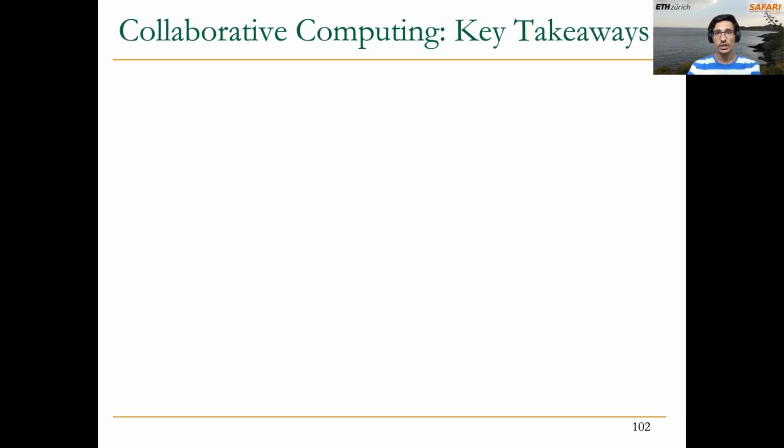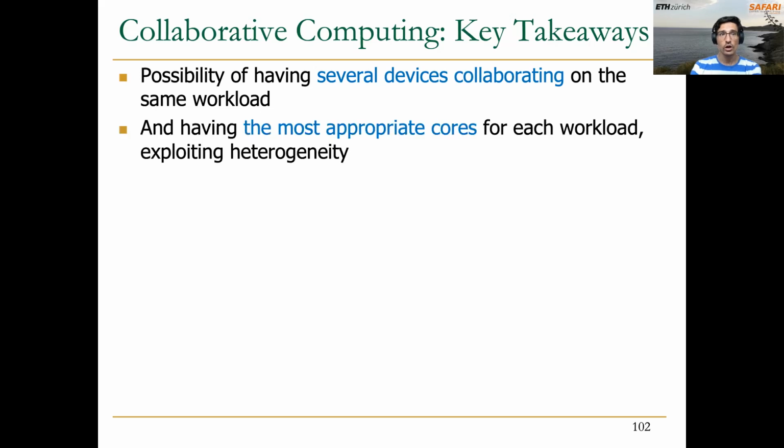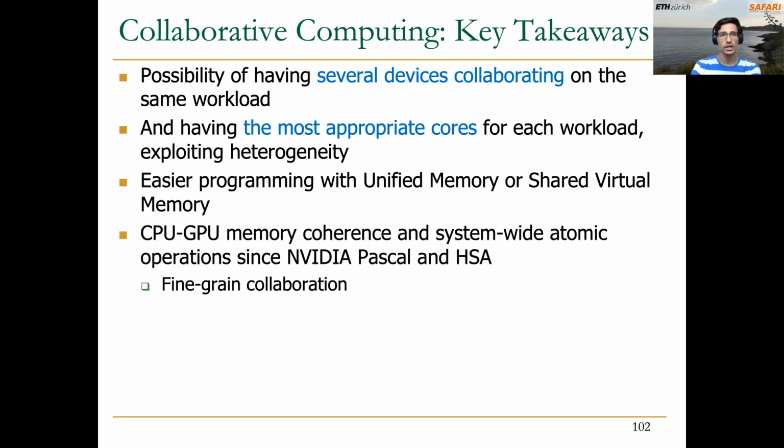So, key takeaways of this lecture: collaborative computing. We have the possibility of having several devices collaborating on the same workload and having the most appropriate cores for each workload, exploiting heterogeneity. We have seen that it's easier to program these heterogeneous systems with unified memory or shared virtual memory, as it is called in the HSA architecture, because they provide, for GPU, CPU, or GPU, FPGA, or maybe other devices, memory coherence and system-wide atomic operations.